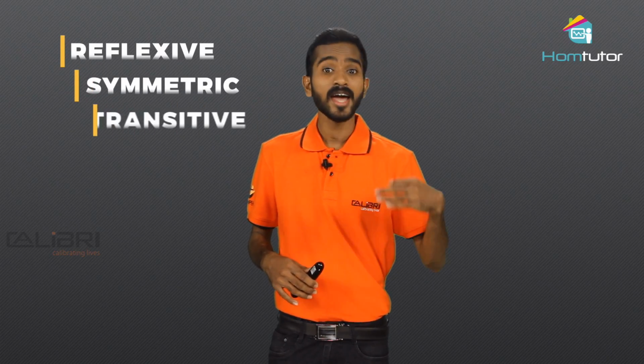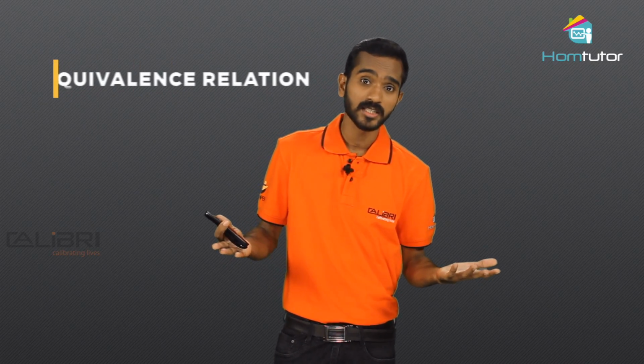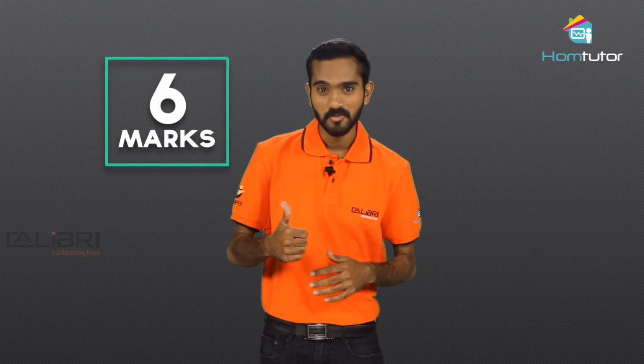So far we have discussed and proved that the given relation R is a reflexive, symmetric, and transitive relation. Thus, the given relation R can be called an equivalence relation. How much have you secured now? You have got 6 marks.